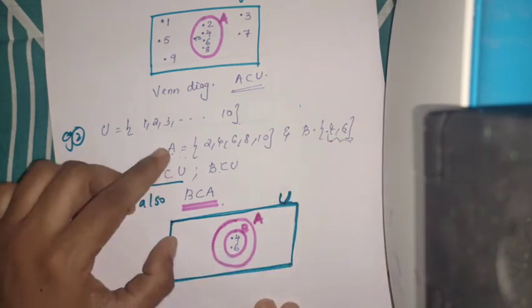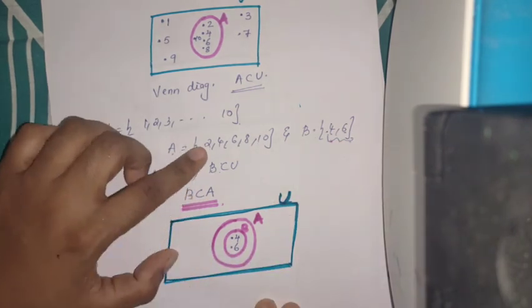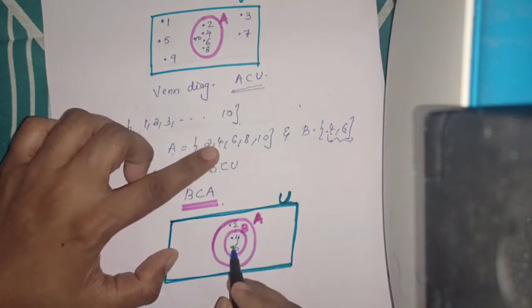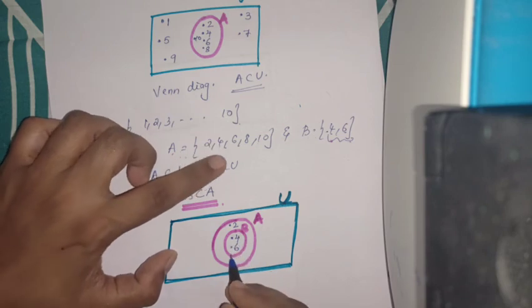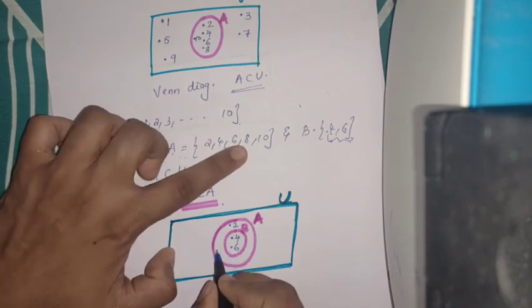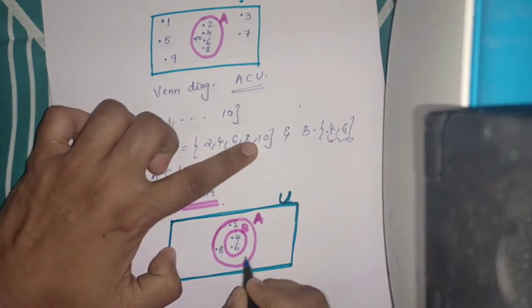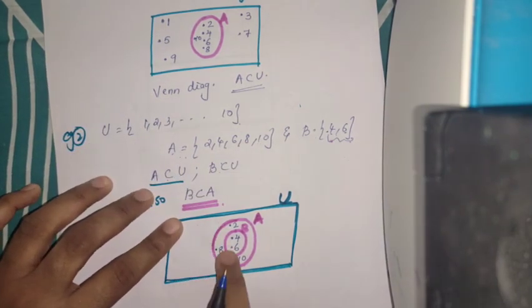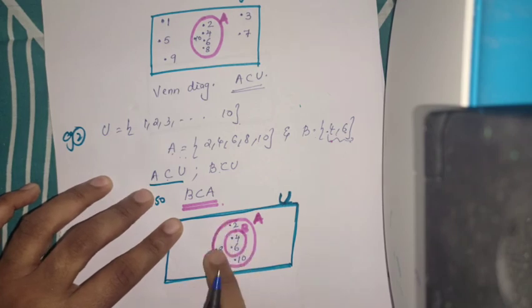So the next subset is A. What are the elements of A? 2. 2 is not present in B. So 2. 4 is marked in B, and 6 is also marked here. And 8. So we have marked 8 here. And 10. So we marked 10 here. So what are the elements of A? 2, 4, 6, 8, 10.